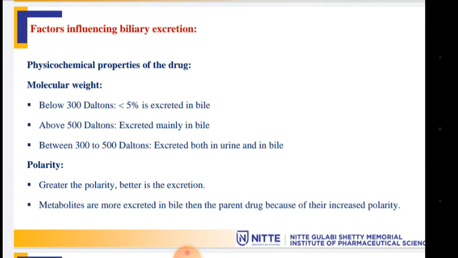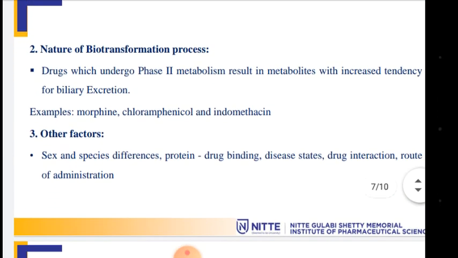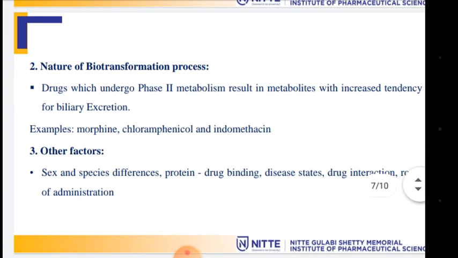Then polarity: greater the polarity, better the excretion. Metabolites are more excreted in bile than the parent drug because of their increased polarity. The next factor is the nature of the biotransformation process. Drugs which undergo phase 2 metabolism result in metabolites with increased tendency for excretion. Examples are morphine, chloramphenicol, indomethacin.